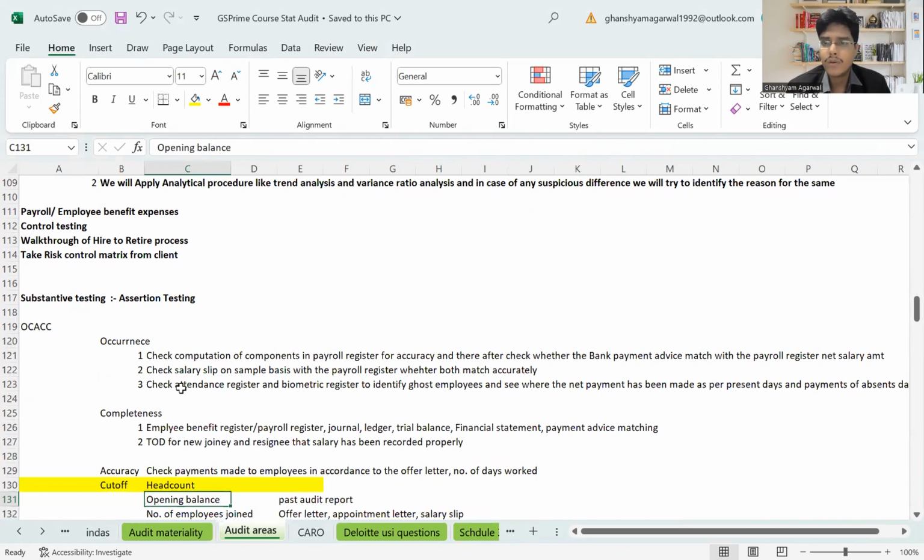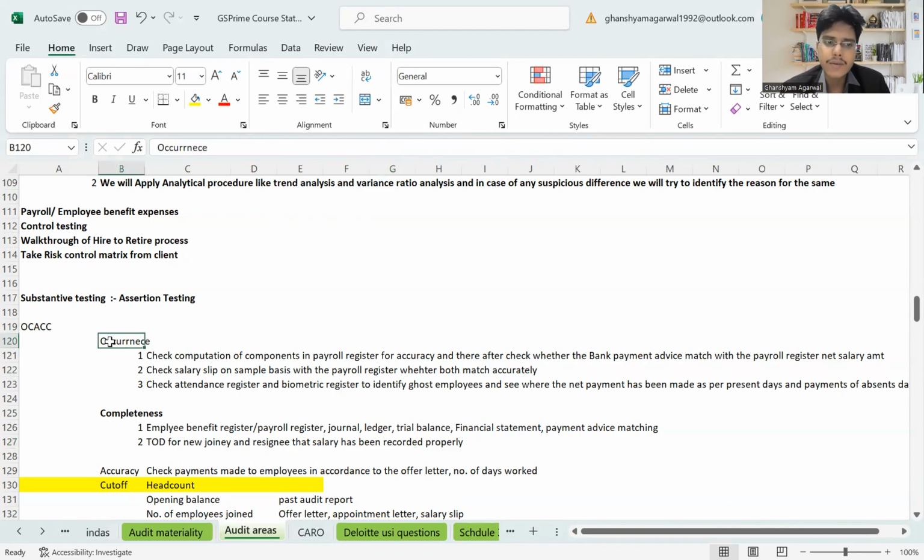First of all, you always start with completeness. You will take the employee benefit register, payroll register, like we did with the sales register or purchase register. You take the payroll register, journal, ledger, trial balance, and you match them. In the payroll register there will be a breakup: salary, provident fund, and other breakups, and you check that it matches with the financial statements. Payment advice is matching. This is the completeness testing, and then you will do the TOD for new joining and resigning, checking that the salary record is proper. This is called completeness. It's very easy. You are just checking whether the register is matching with the financial statements. Very simple, not difficult at all.